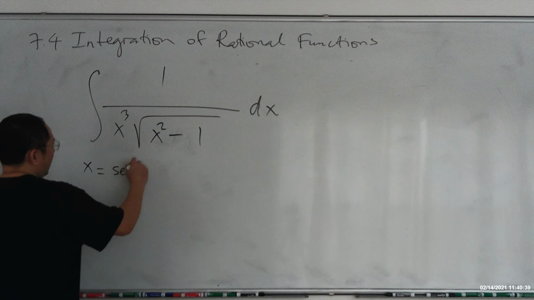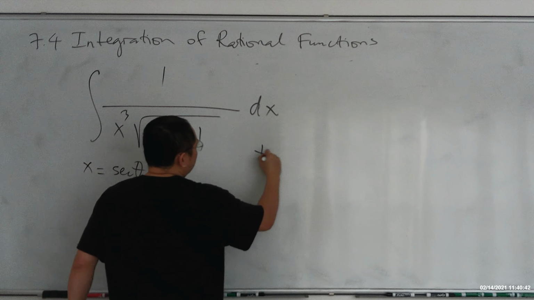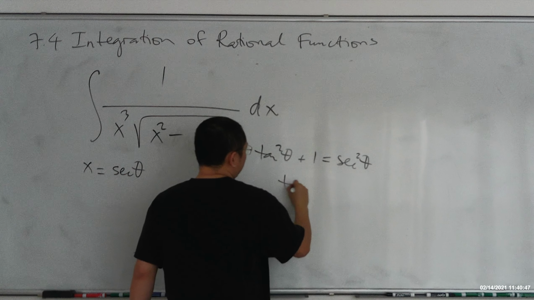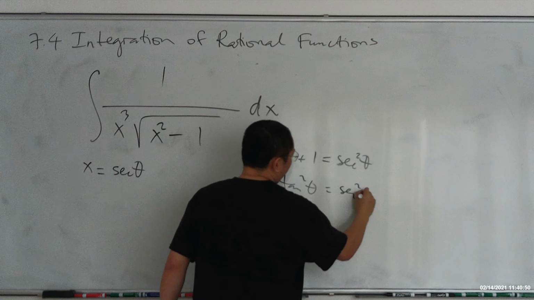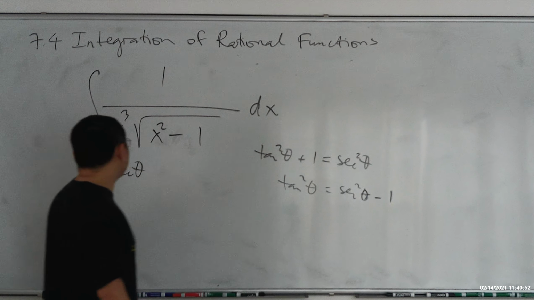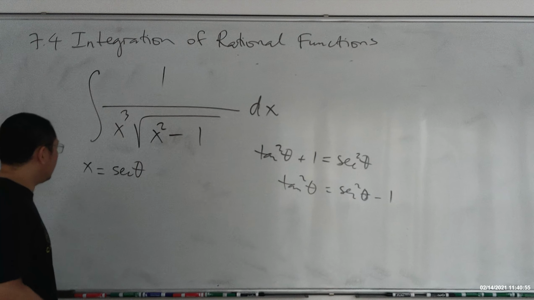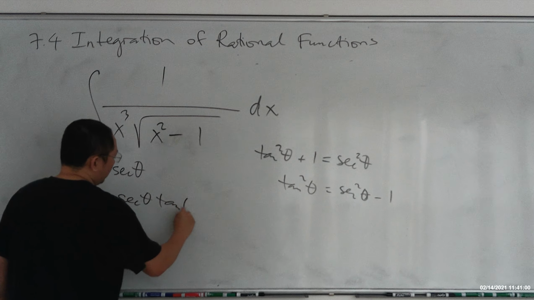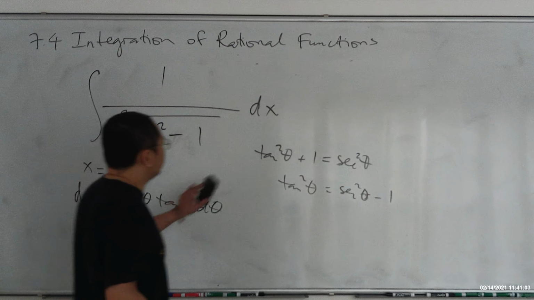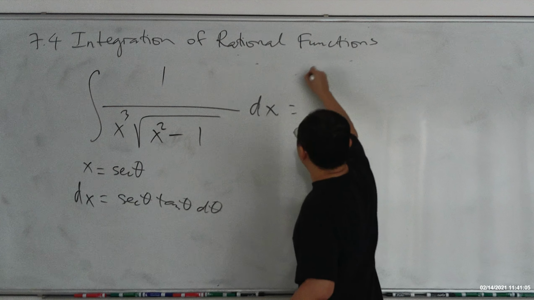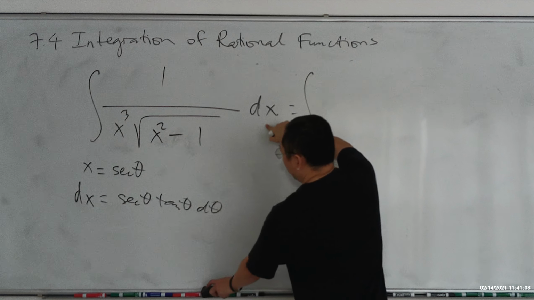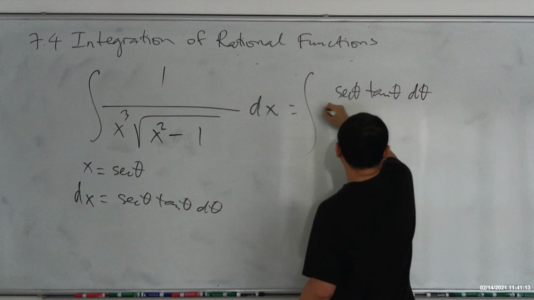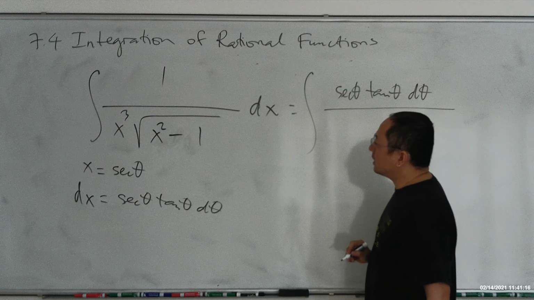x equal to secant theta. The reason is tangent squared theta plus 1 equals secant squared theta, or tangent squared theta is secant squared minus 1. Okay, so I've got secant squared minus 1 right here, which is tangent. x is secant theta, so dx is secant theta tangent theta d theta. Okay, so this integral will become this one right here, right?